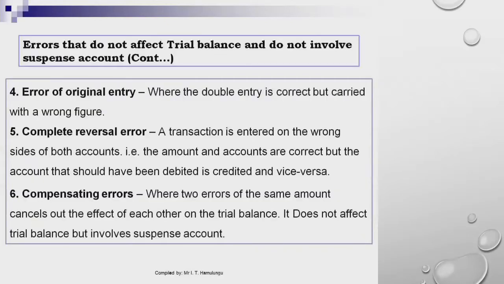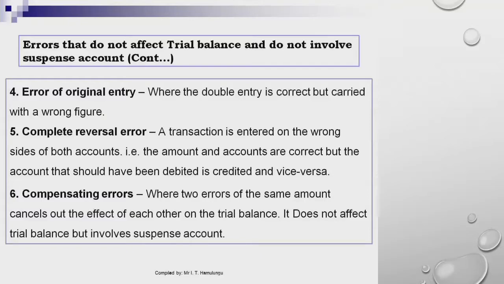Errors that do not affect the trial balance and do not involve the suspense account, it's continuing. Error of original entry, where the double entry is correct but carried out with the wrong figure. The initial transaction had an amount of 500, and then you recorded 250 on both the credit and debit side. You're still going to balance, although there's an error.